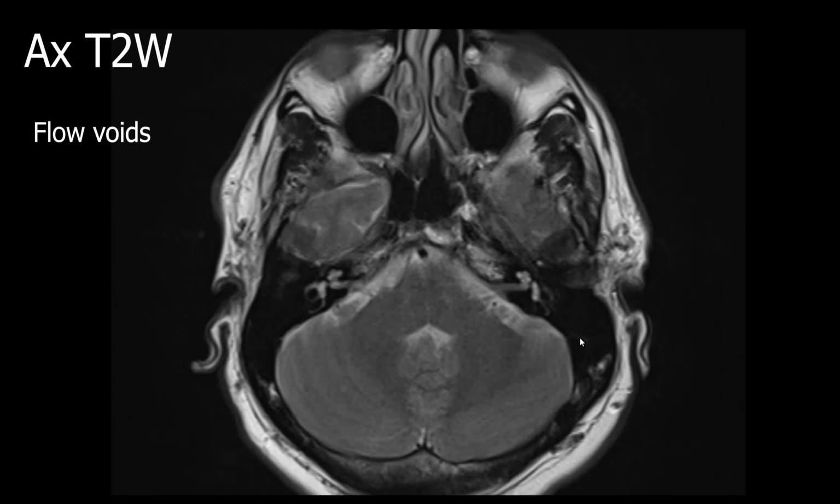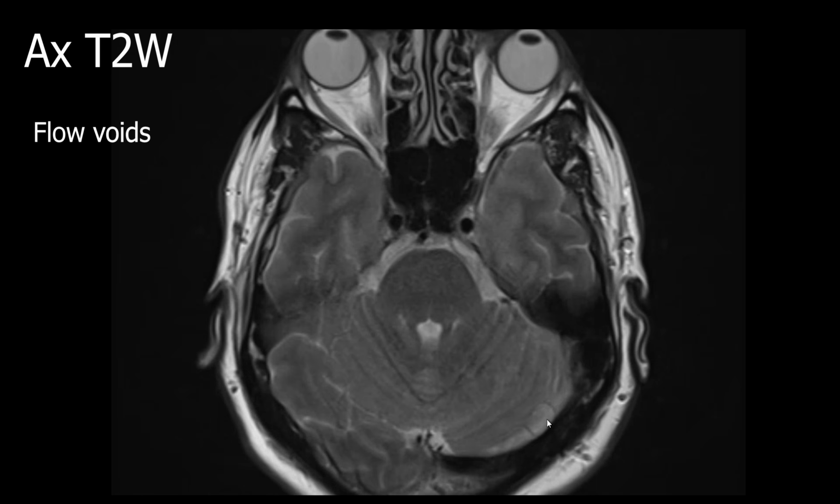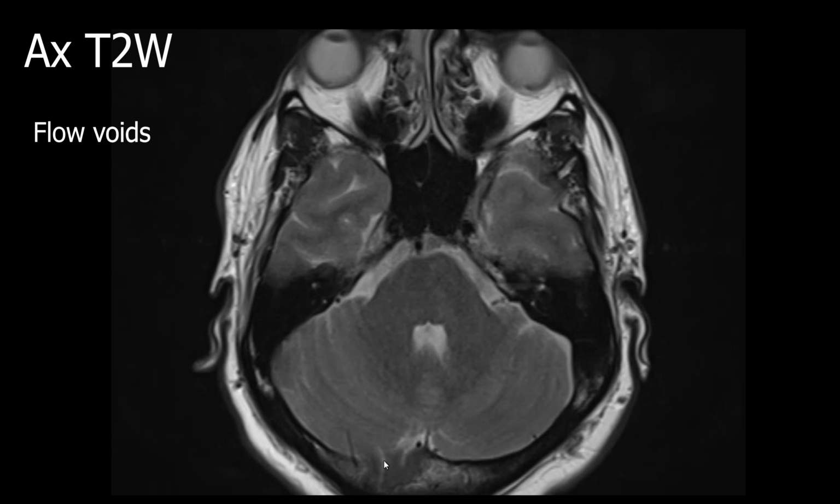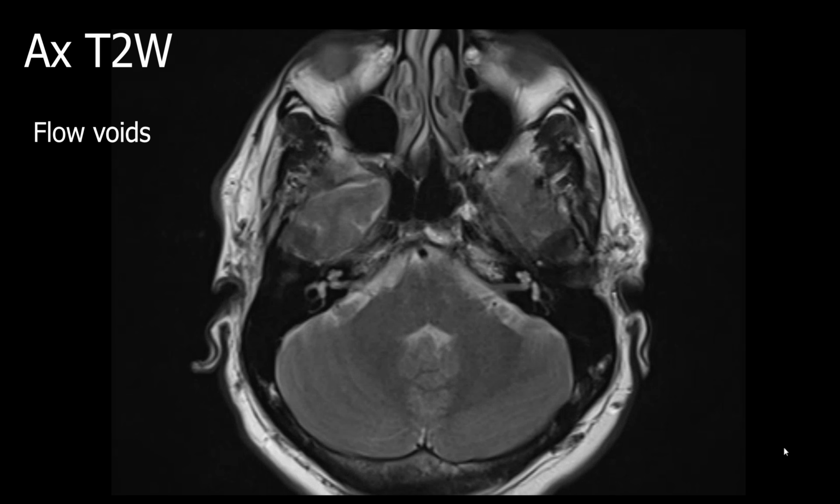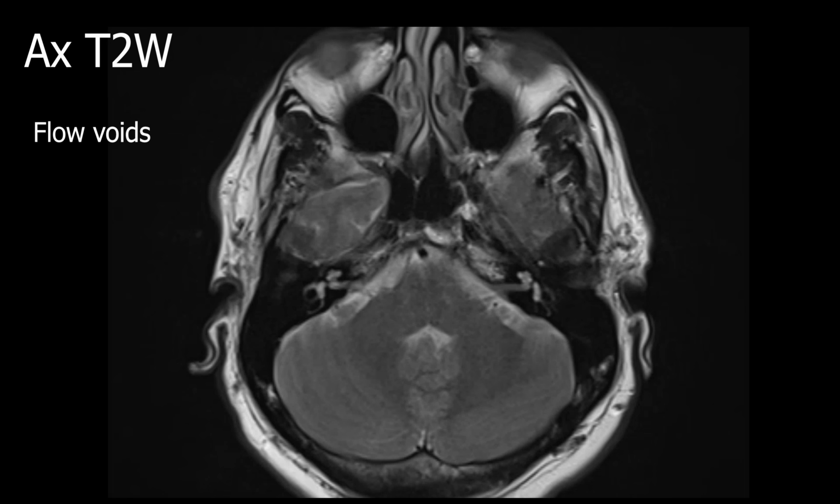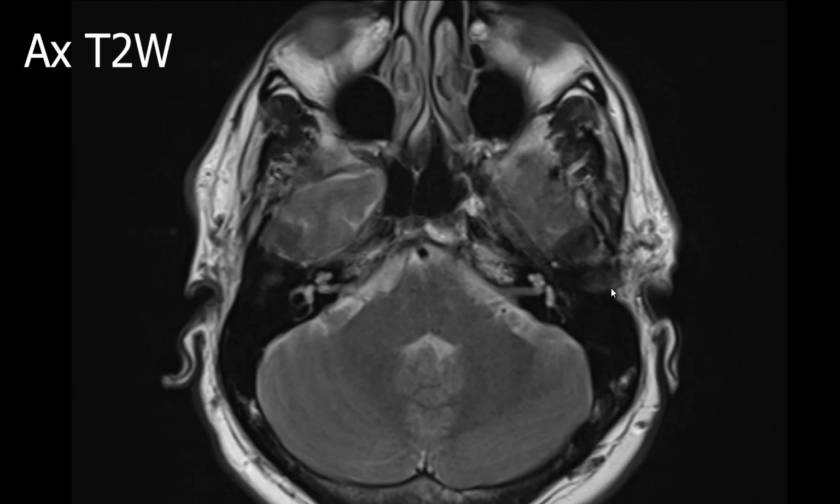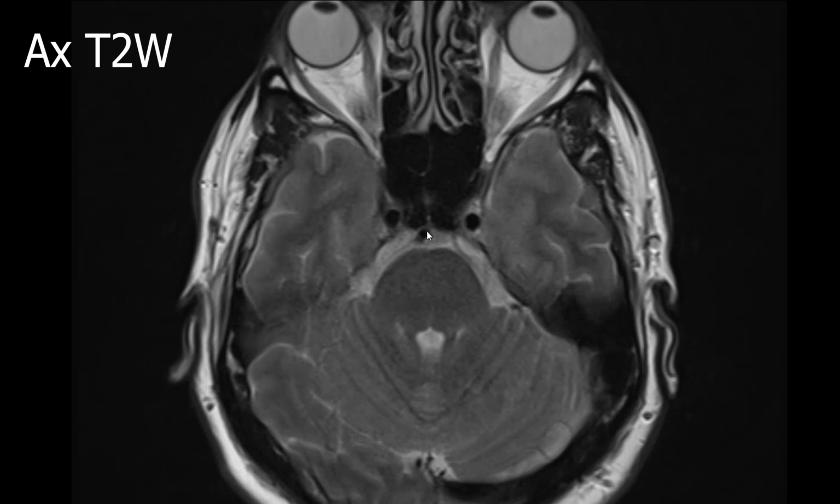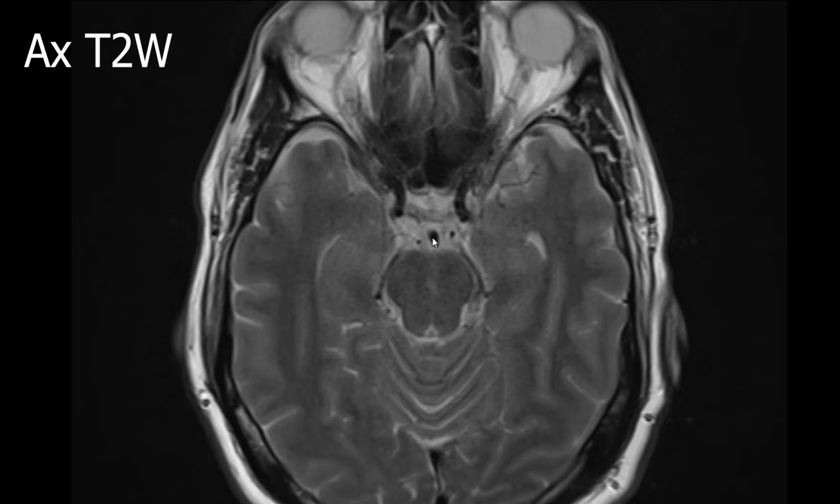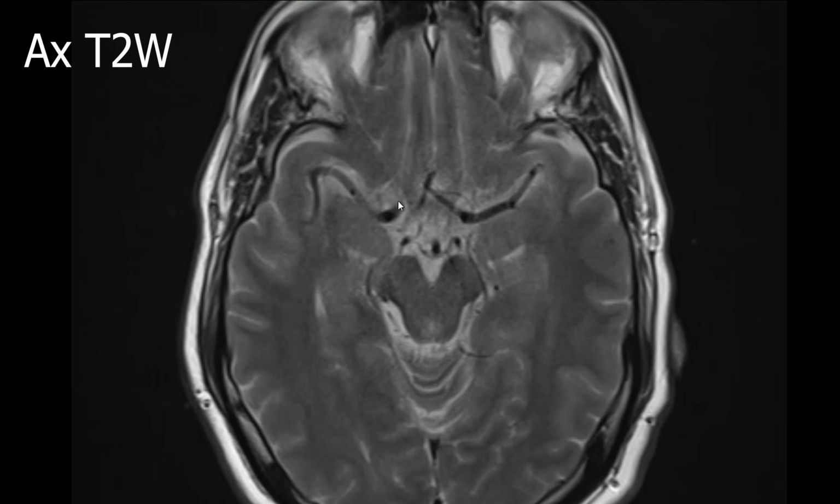And this is the junction of transverse and sigmoid sinus. This is the left transverse sinus, and this is the right transverse sinus. In addition, although T2 weighted image is not an angiographic sequence, I would make an effort to make sure I'm not missing a big aneurysm at the basilar tip or carotid terminus, MCA bifurcation, or at ACOM. Again, I'm talking about big aneurysms.